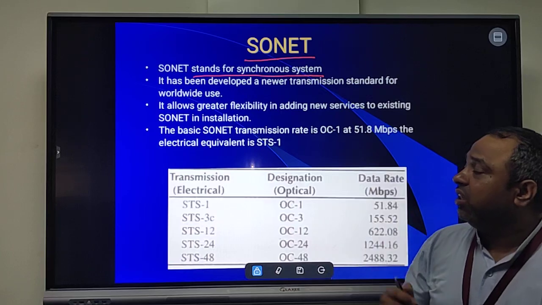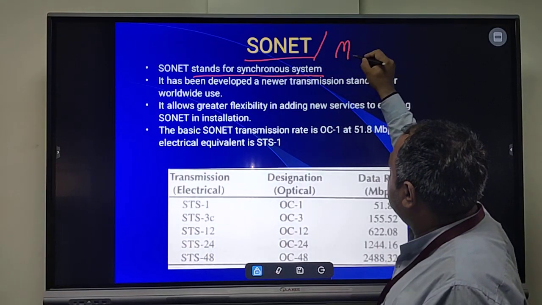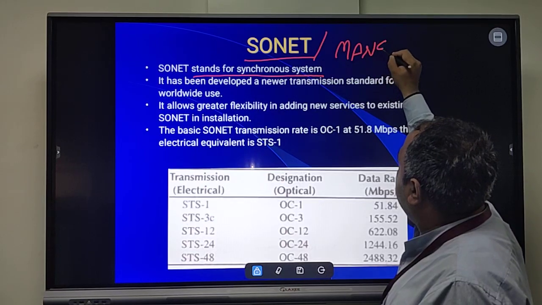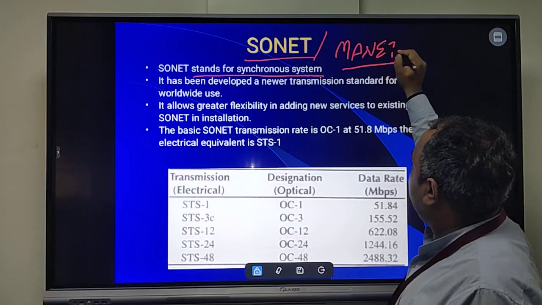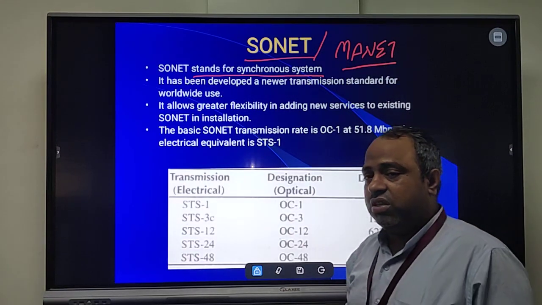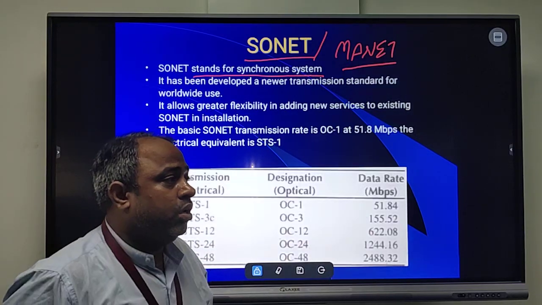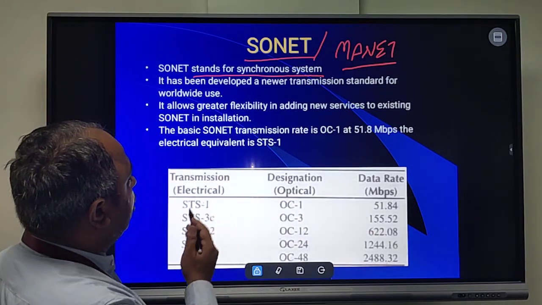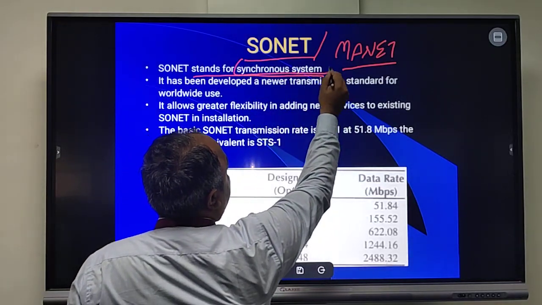We can use other systems also. The name of another system is MANET, the mobile ad hoc network system. This is also another system which can be used, and it is the basic system with which we are transmitting information right now. Now we are talking about the beauty of the synchronous system when it is working simultaneously.